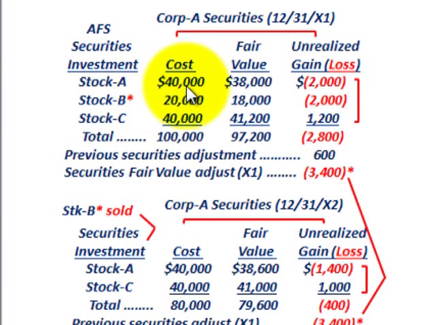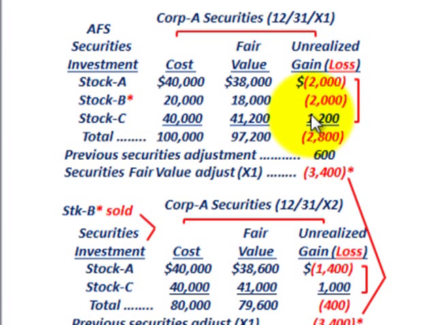Just looking at stock A, we had a cost of $40,000, fair value of $38,000. So our fair value is less than our cost by $2,000, and we're going to have an unrealized loss in this case. Same for stock B, cost $20,000, fair value $18,000. Again, fair value less than the cost, again an unrealized loss of $2,000. And for C, we have a cost of $40,000, fair value of $41,200. So fair value is greater than the cost, and in this case we'd have an unrealized gain.